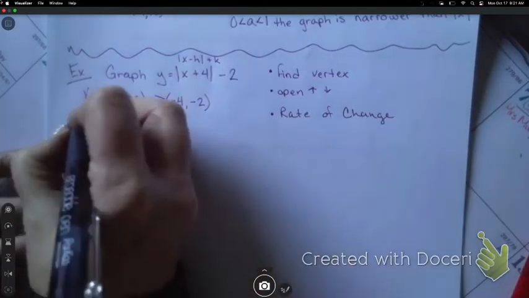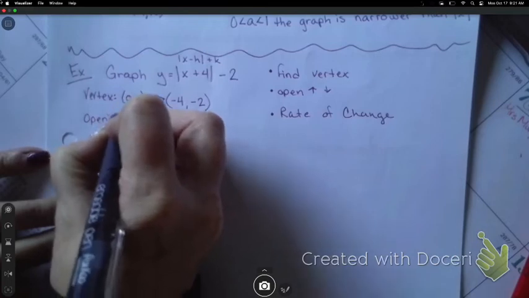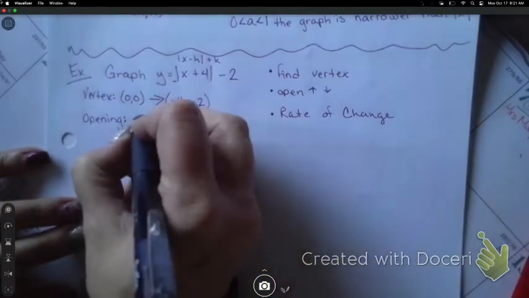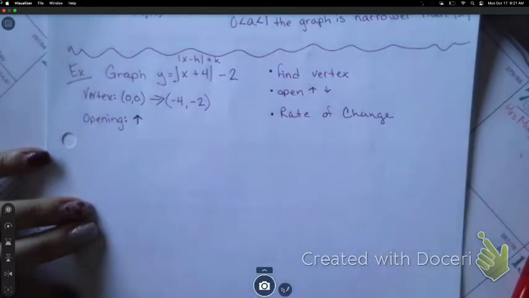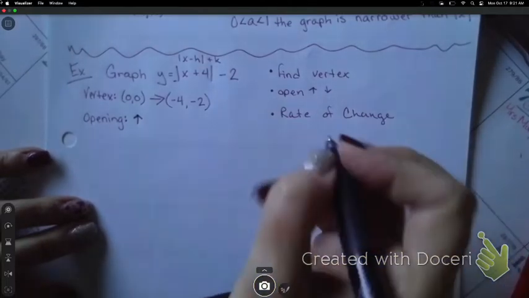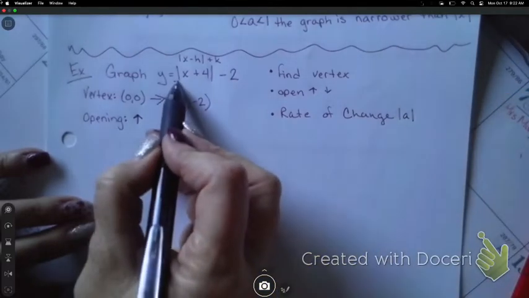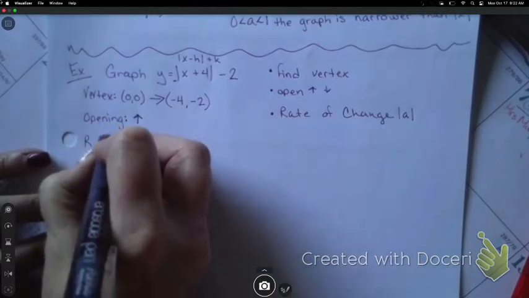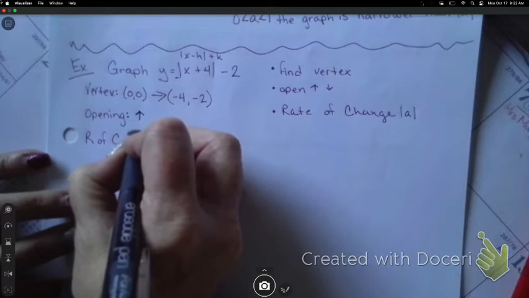Okay? Is it opening up or down? Is a positive or negative? Is the a out here positive or negative? It's positive, so it's opening what? Up. Positive opens up. Now the rate of change is the a, isn't it? Well, what's in front? What's right here? 1. A 1. So rate of change, can I put R of C? Okay. So it is what? 1.